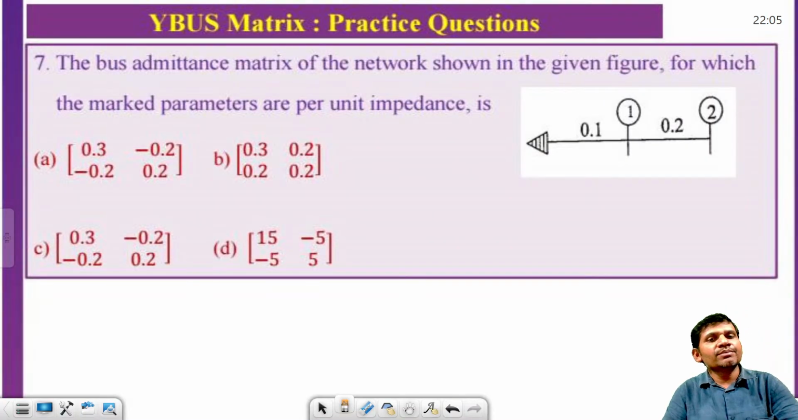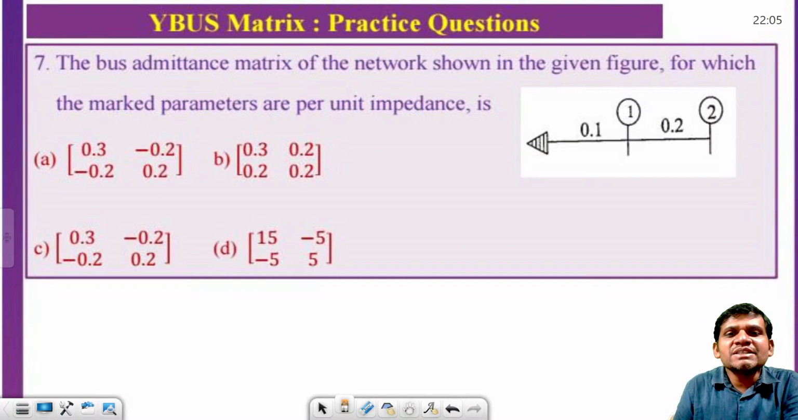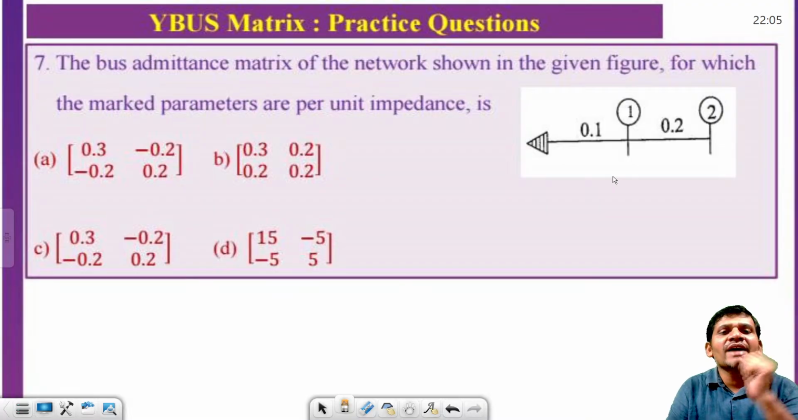Can anybody answer this one? The bus admittance matrix of the network shown in the given figure, where the marked parameters are per unit impedance. That is, the given parameters are per unit impedance. Then you have to find the admittance matrix.